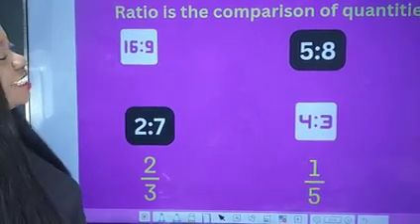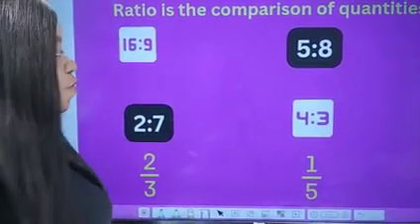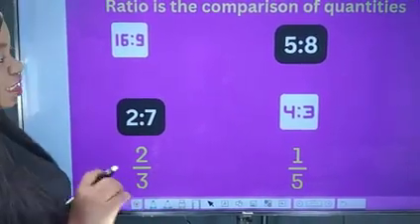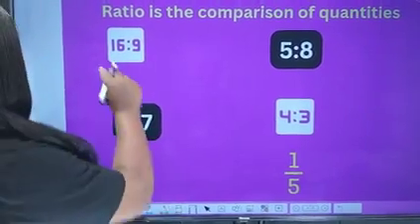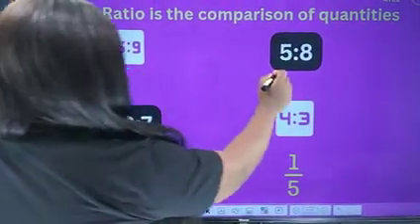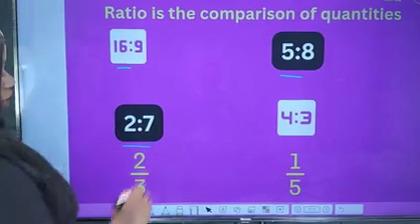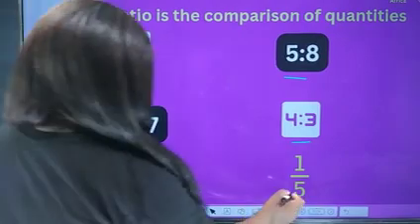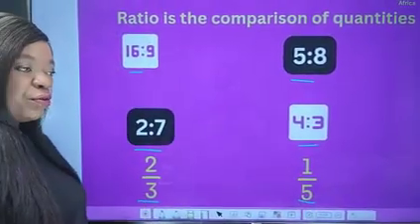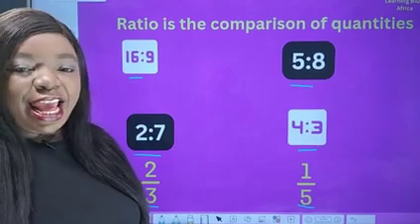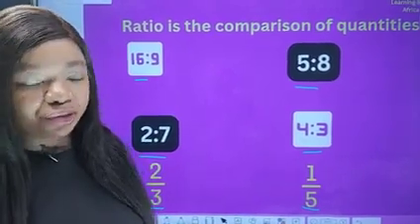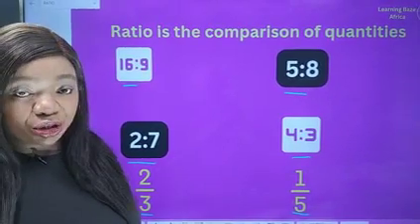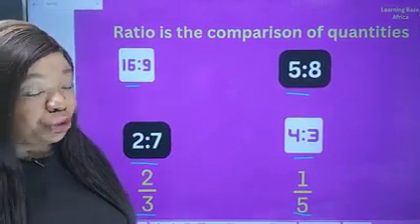Do not forget I said ratio is the comparison of quantities, and these are examples of ratio, and this is how to write ratio. You have 16 to 9, 5:8, 2 to 7, 4 to 3, 2/3, 1/5, because ratio is written as fraction and fraction is written as ratio. So since we are dealing with ratio, when we come across fraction, we can rewrite as ratio.